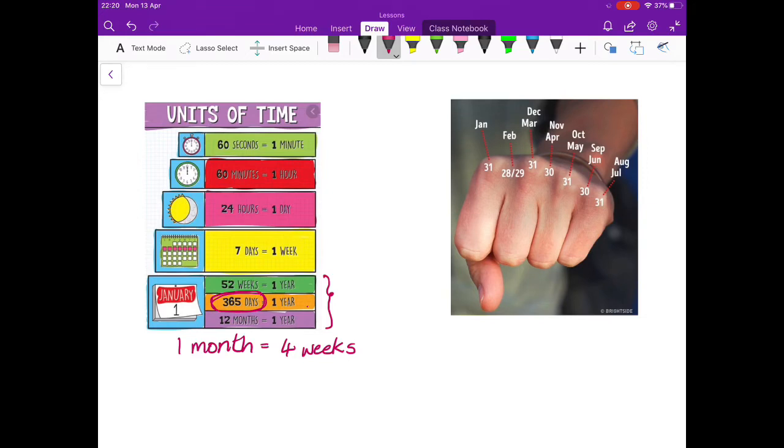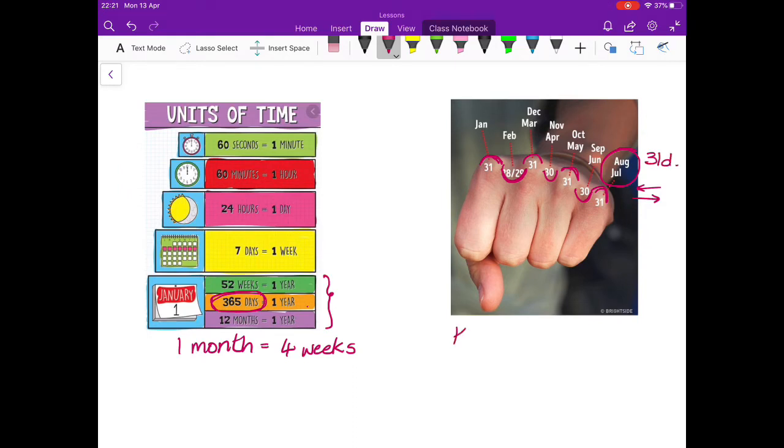You also have to know how many days are in each of the months. So to do this, we are going to use your fist. Put your hand in a fist and start on your knuckle. January's on the knuckle, February's in the hollow. March on the knuckle, April in the hollow. May on the knuckle, June in the hollow. July on the knuckle, and now we've come to the end of our knuckles. We're going to go back. August is also on the knuckle, so July and August both have 31 days.